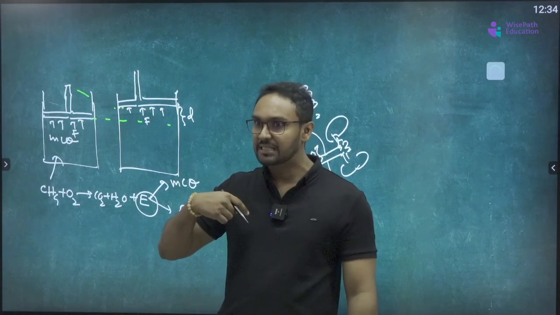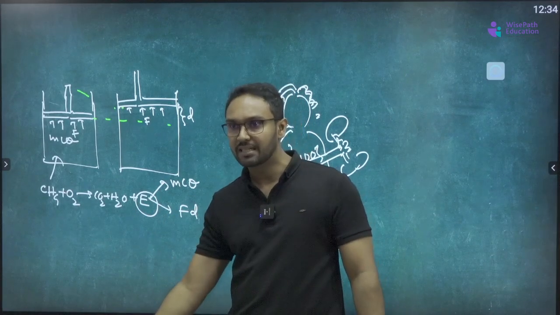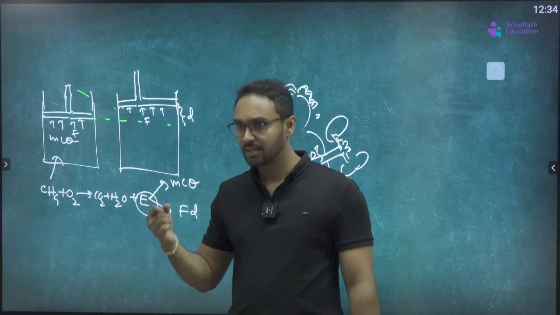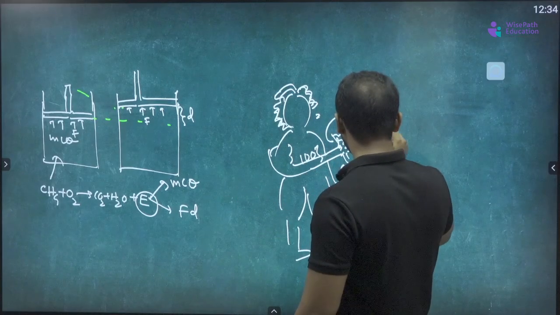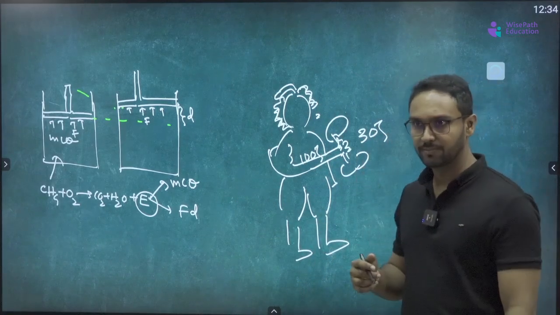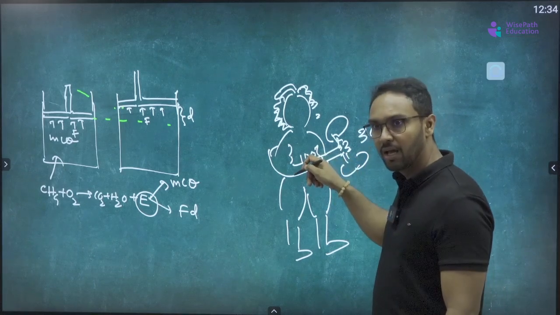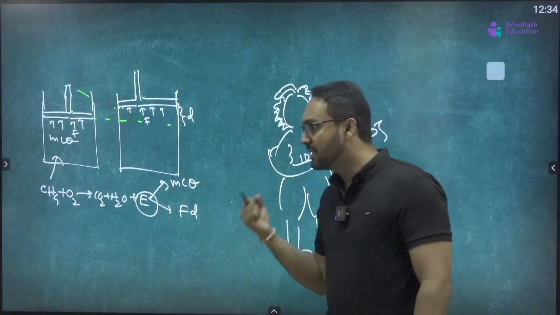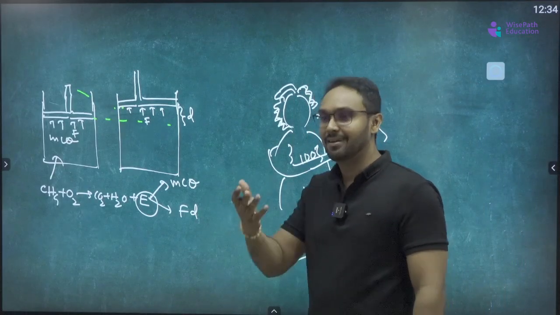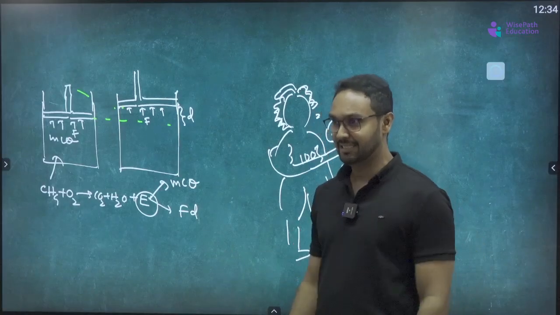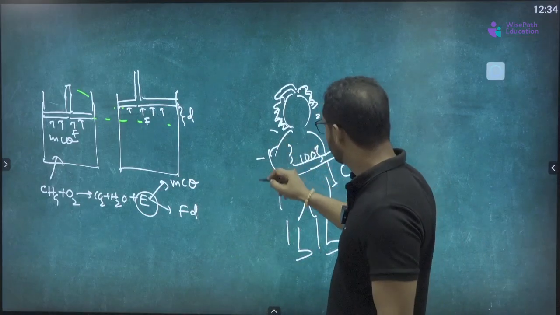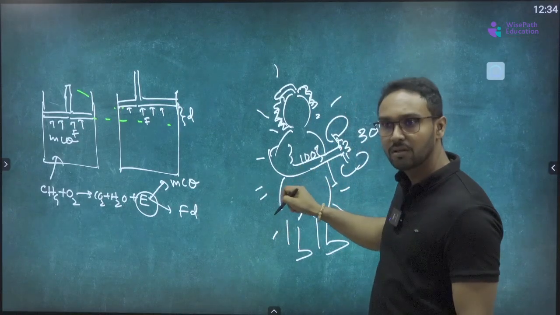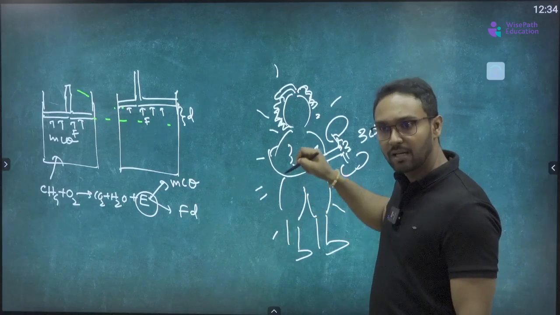So his internal energy is now converted into work. He is lifting the dumbbell, so it's the work done. Let's say it's 30 joules or something. That 30 joules was taken from where? From the system, from the internal energy. And what happens when he's lifting the dumbbells? He's sweating. Heat is released. So this is also energy, isn't it?